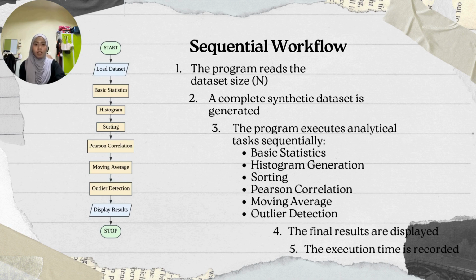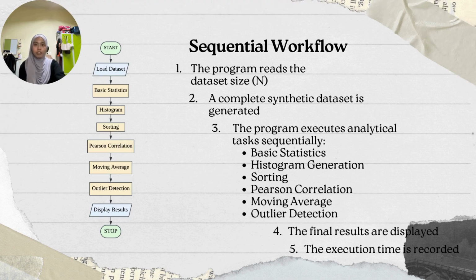There are 6 tasks that need to be executed. Firstly, basic statistics. Next, histogram generation. Next, sorting, Pearson correlation, moving average, and outlier detection. Next, the final results are displayed. Lastly, the execution time is recorded.